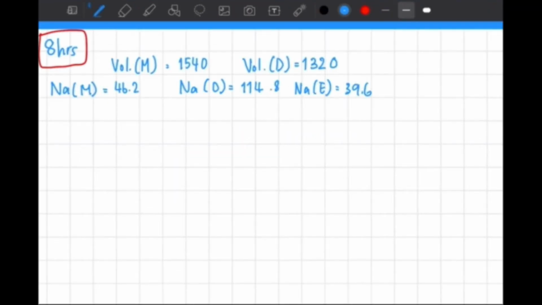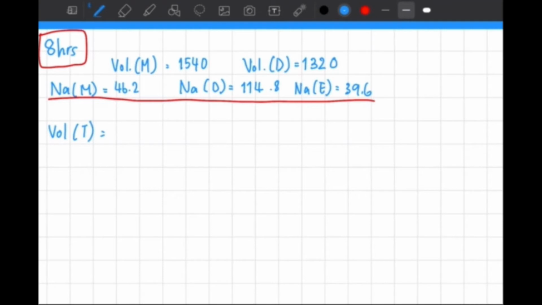Now let's calculate, during the first 8 hours, what would be our fluid choice and what would be the rate. I have rewritten everything here, so it's easier to refer. Now let's get started. The first value we're going to have to look for is the total volume, so I'll abbreviate it as volume with a T.